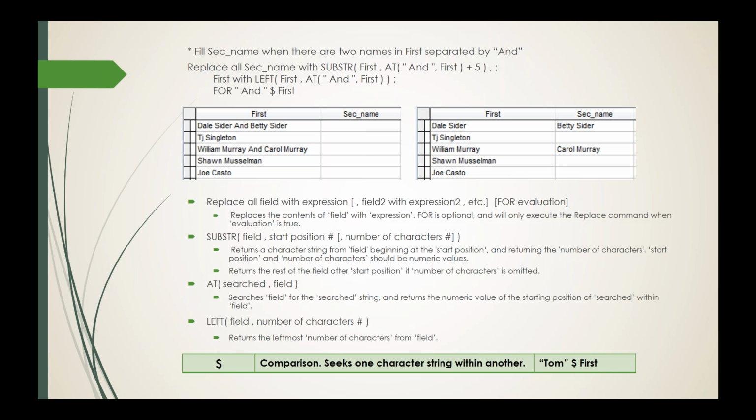So after that left function, I have another line continuation character and then a for expression. So I only want this command to be run when the word space "and" space is found in first. If there's anything else in that first field, or if "and" is not found, I don't want this command to be run. So there right beneath it, you can see the result of this command that we've run. It's taken the first name, the name before the "and", left it in first, and then taken everything after "and" and moved it to our second name field.